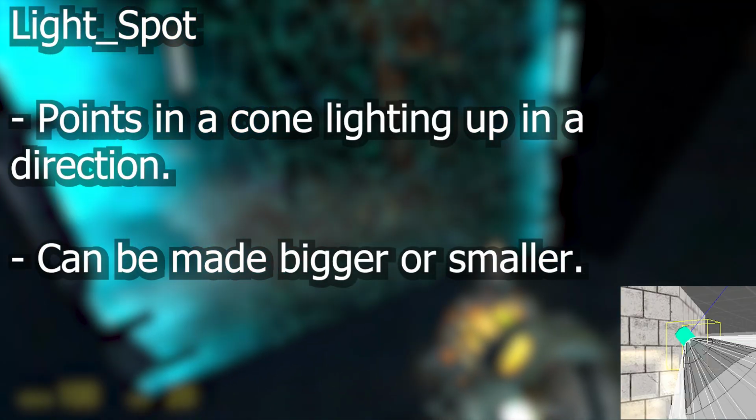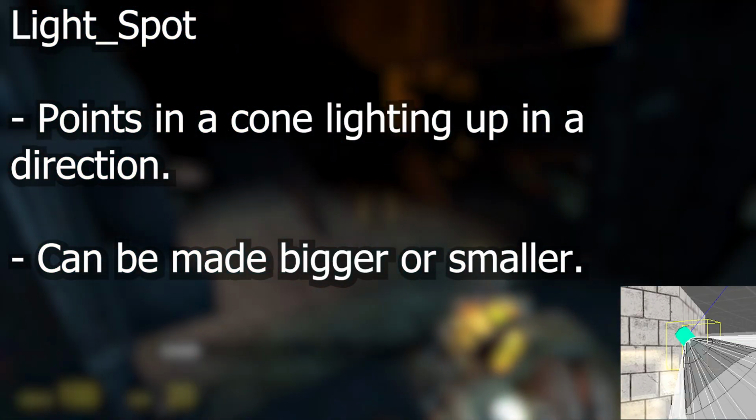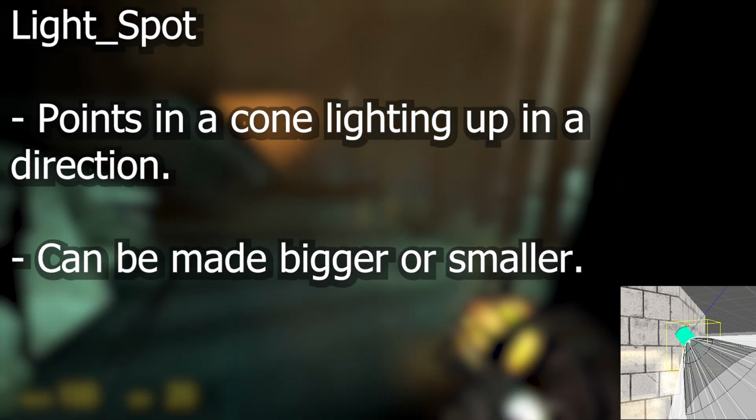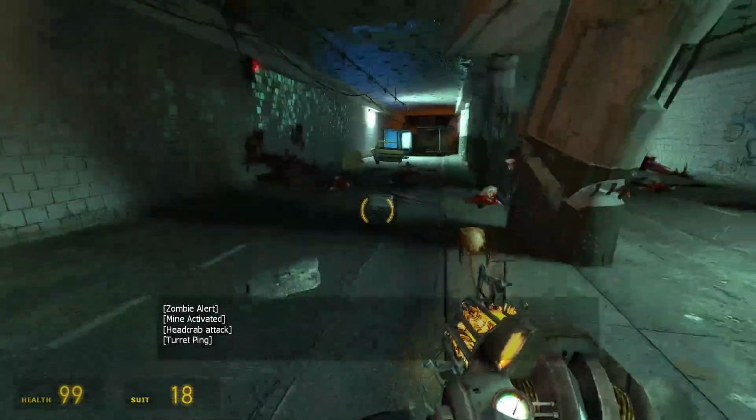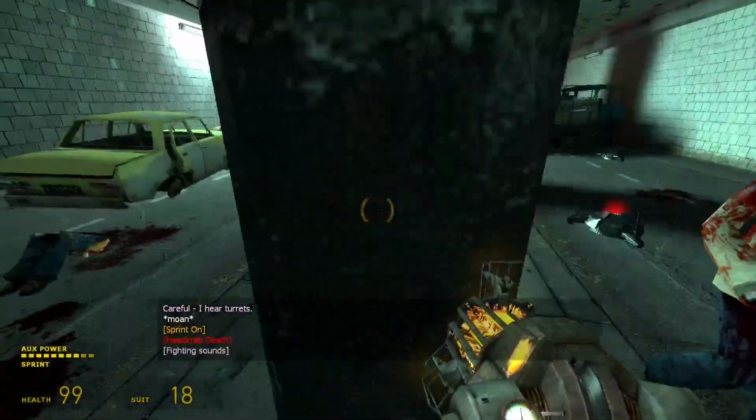Think of this type as the last one that we talked about, but instead of just lighting up an area around the entity, it lights up in a cone shape, which basically means it points in a direction. The way you could change the color is also the exact same, but we'll leave it white for now.